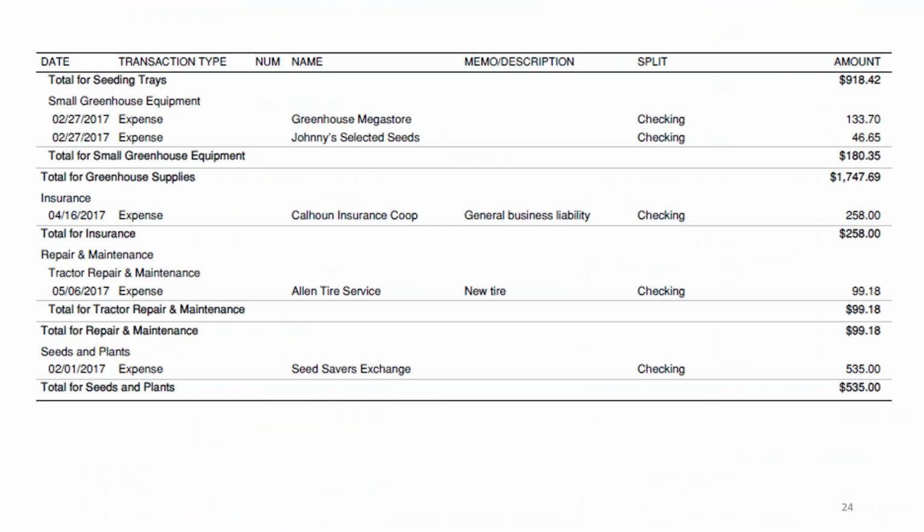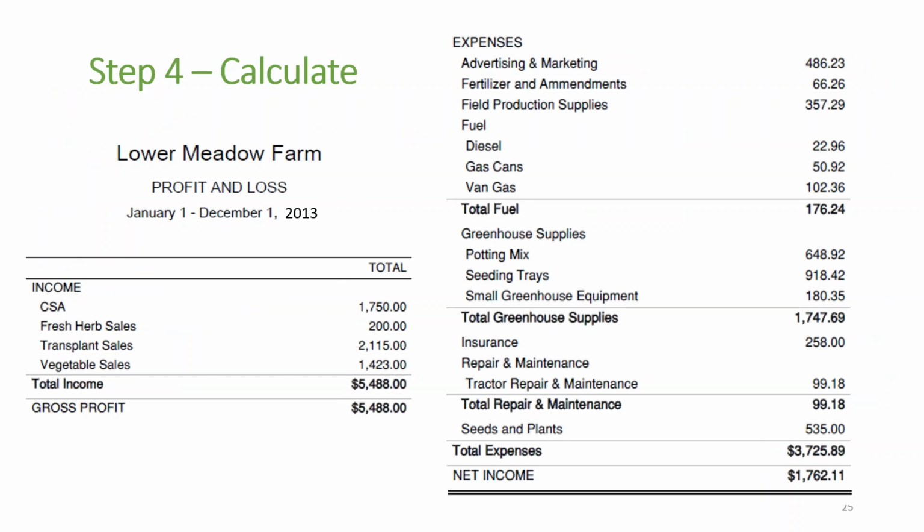So I took all of that information and I put it directly into QuickBooks. And because I had set up my chart of accounts in there, you can see that it already is starting to do some totaling for me. So my greenhouse supplies were tagged as greenhouse supplies, and I get a subtotal for that. Same thing for total for repair and maintenance and for seeds and plants. This is making it very easy to aggregate the numbers and put it directly into my profit and loss statement.